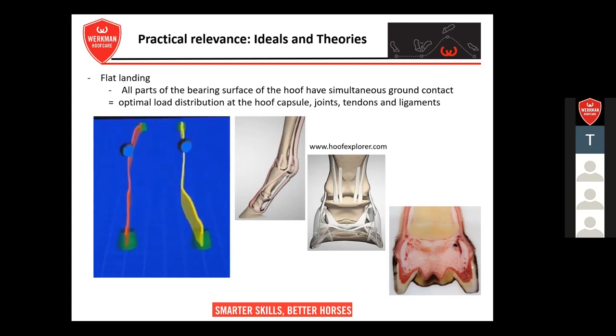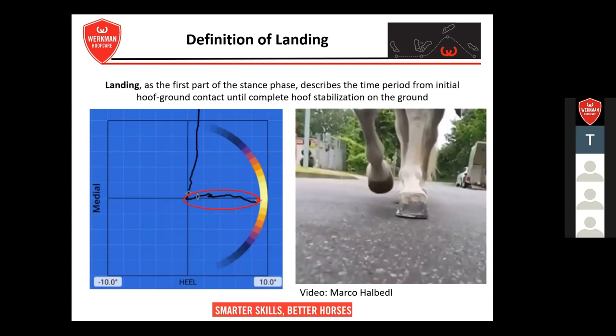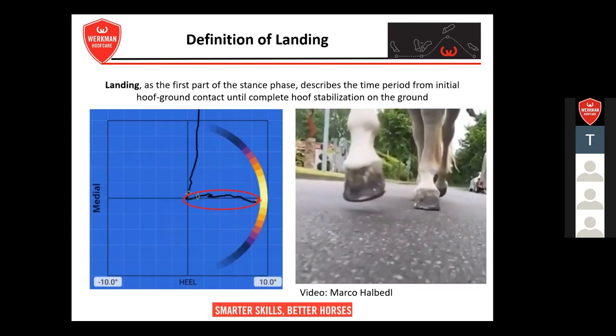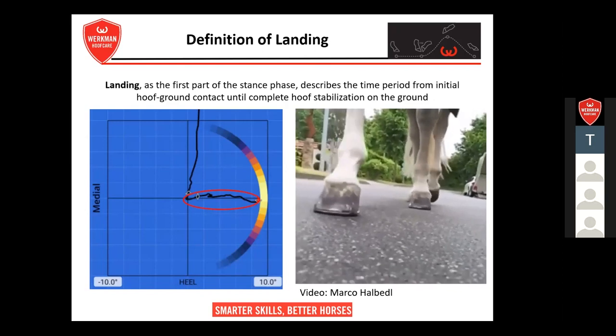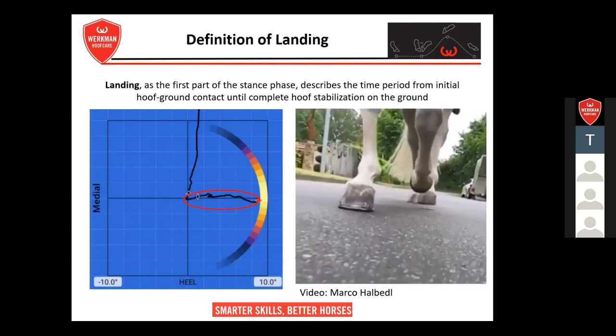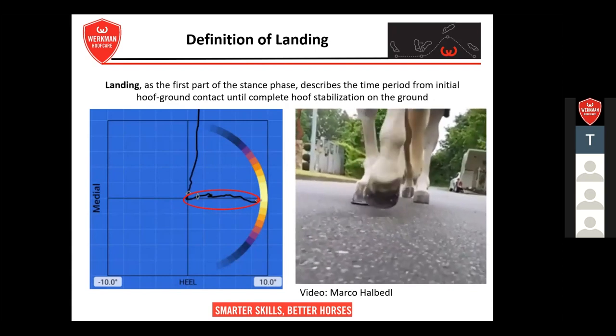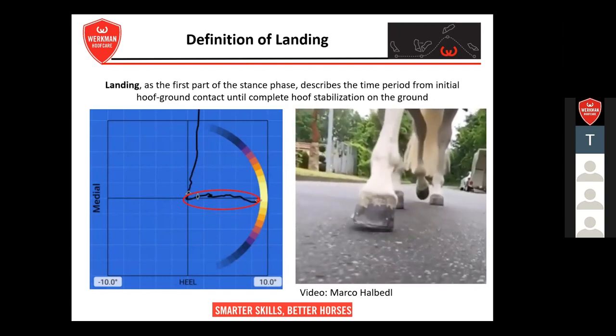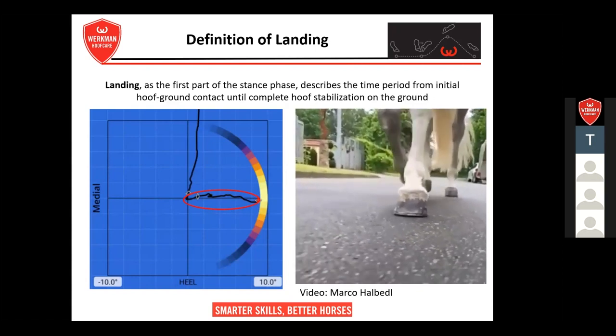But as we said, it's an ideal, and I will try to explain today why it is sometimes very difficult for us as farriers to change the landing pattern towards a flat landing, because sometimes it's just not possible because of some factors interacting with the motion of the horse. So in general, the definition of landing is the first part of the stance phase. It describes the time period from initial contact until the complete stabilization of the hoof on the ground. So it's much more than just initial contact.